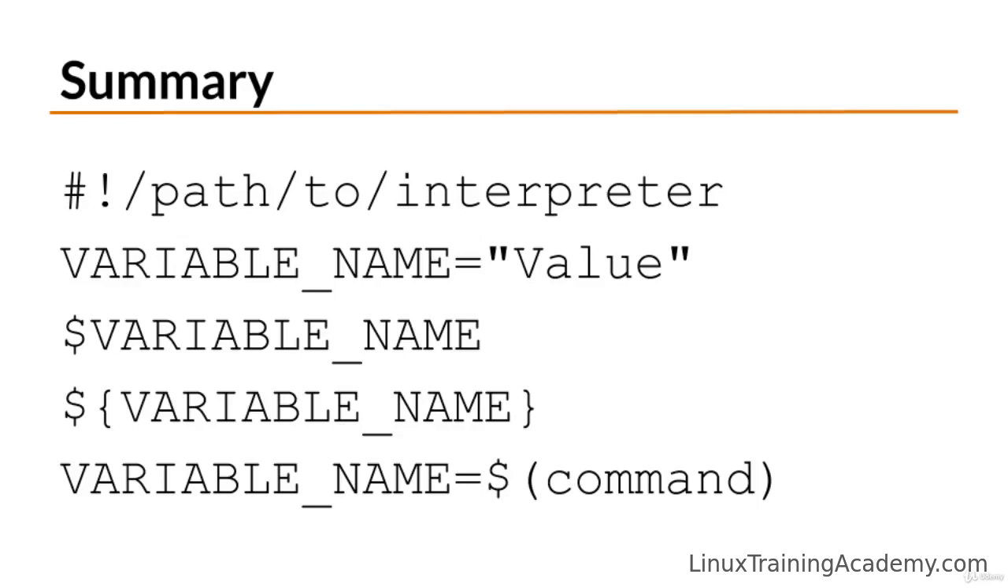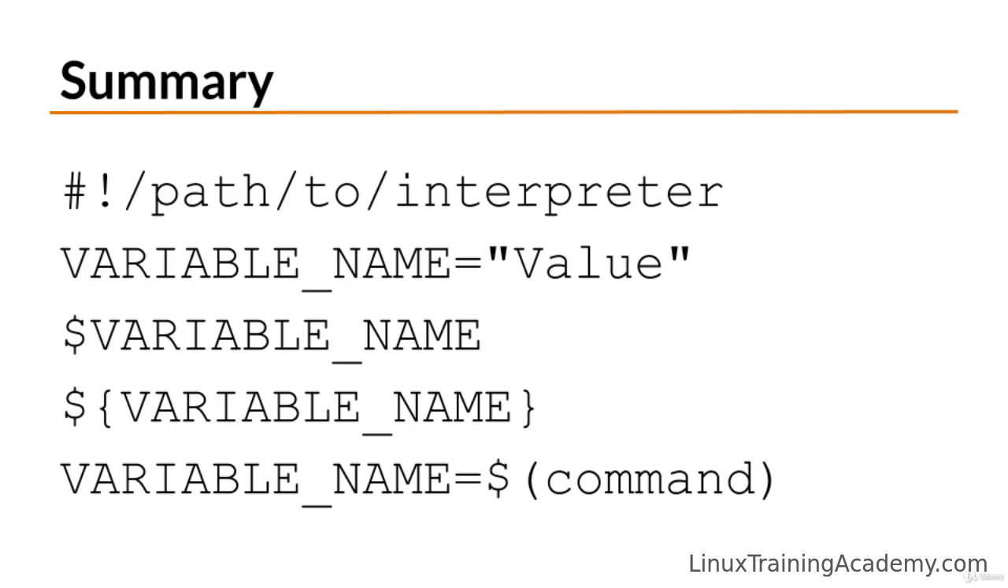Let's review. The first line in a shell script should start with a shebang and the path to the interpreter that should be used to execute the commands listed in the script. To assign a value to a variable, start with the variable name followed by an equal sign, then followed by the value. Do not use a space before or after the equal sign. You can access the value stored in a variable by using $variable name or $curly brace variable name close curly brace. The latter form is required if you want to precede or follow the variable with additional data.